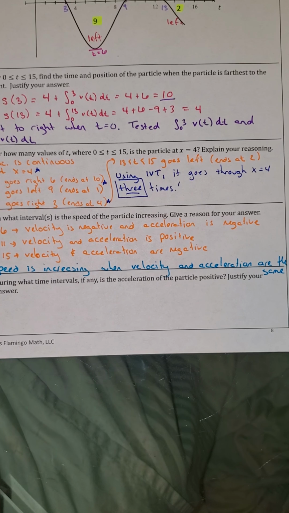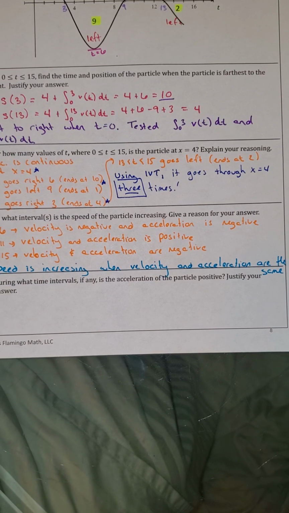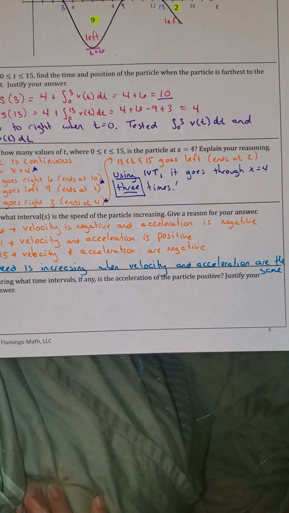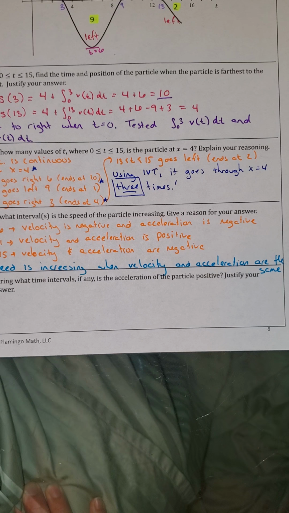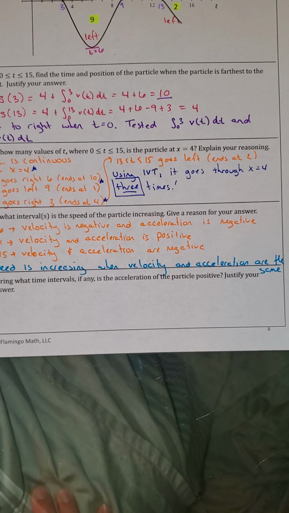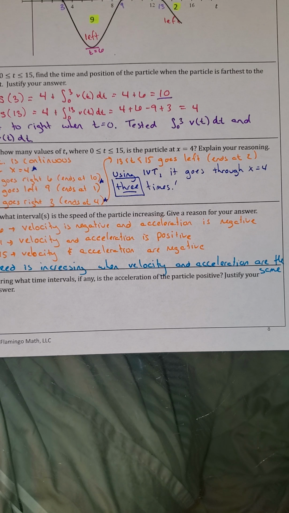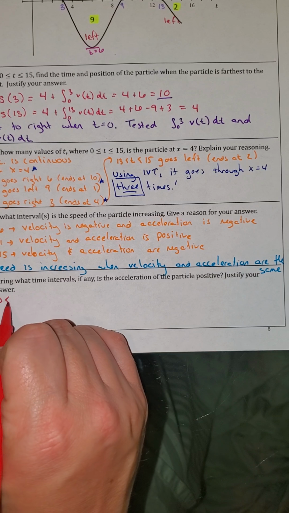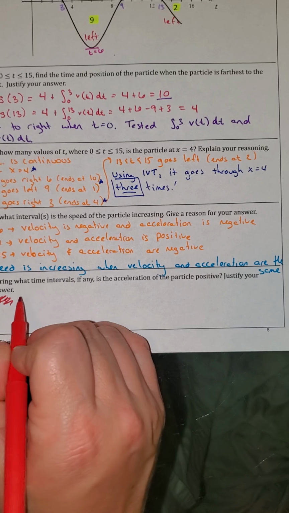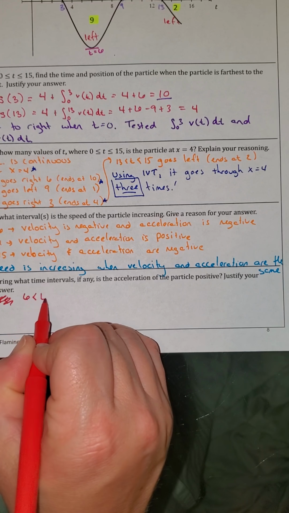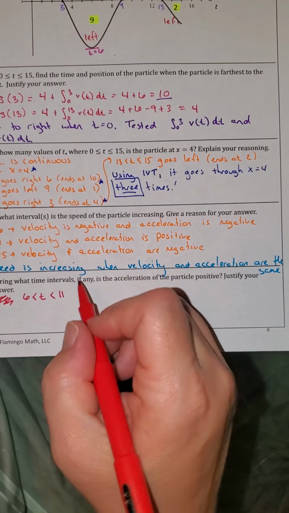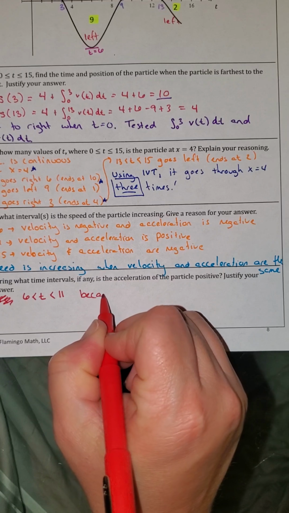Okay. And last thing, during what time intervals, if any, is the acceleration of the particle positive? Justify your answer. So acceleration being positive is just where the graph is increasing, and it's only increasing on one little bit, and that's going from 6 to 11. Nothing with a 0. Because the velocity is increasing.